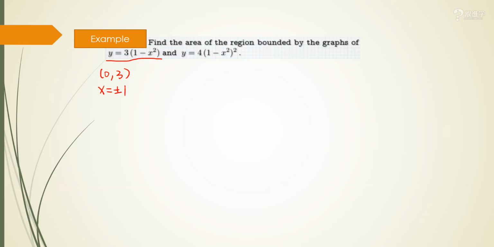Okay, so from these 3 points, we can determine the shape of the parabola. It's going to be like this. Okay, with the 2 zeros and the vertex, we can draw that parabola.